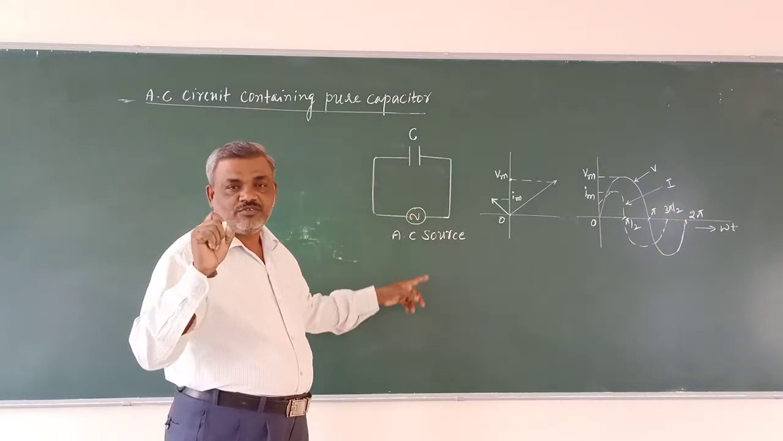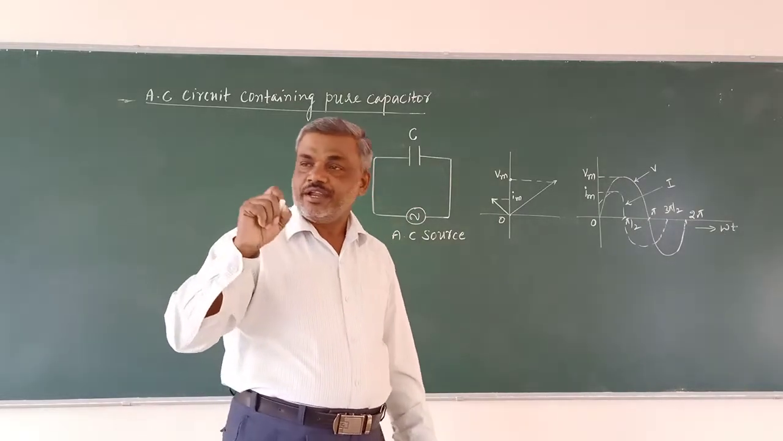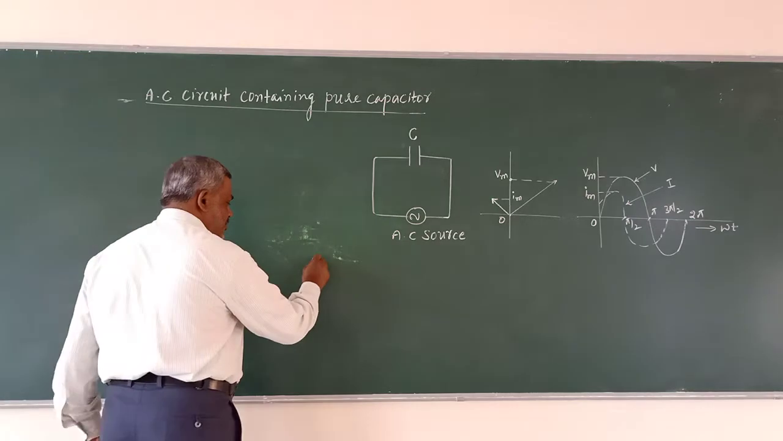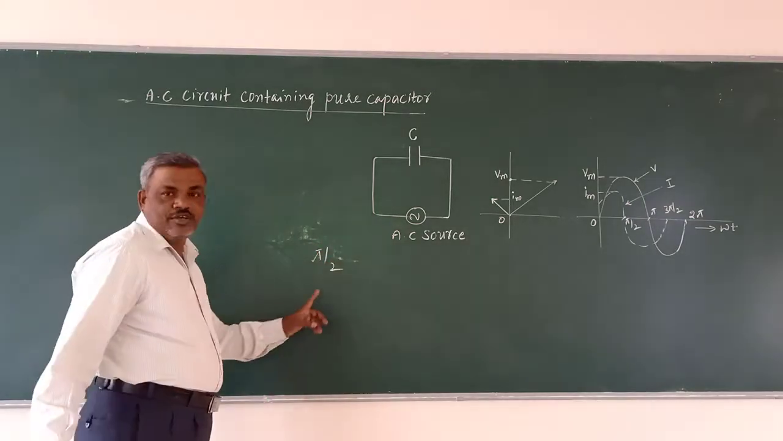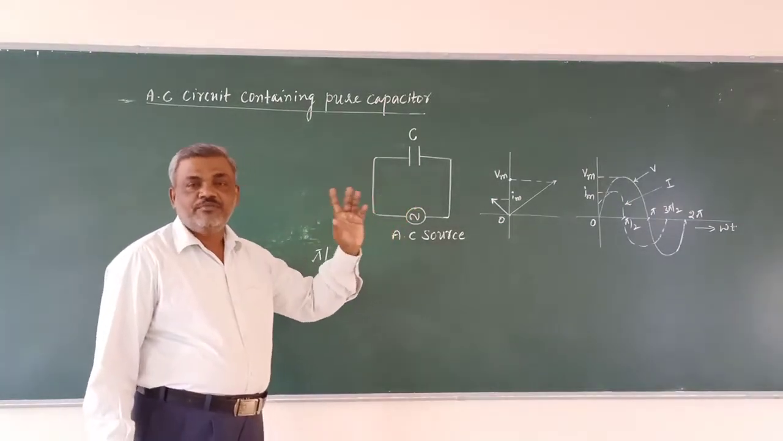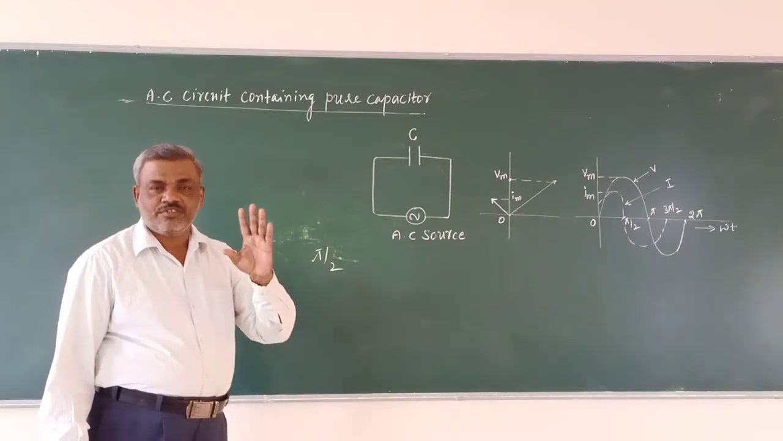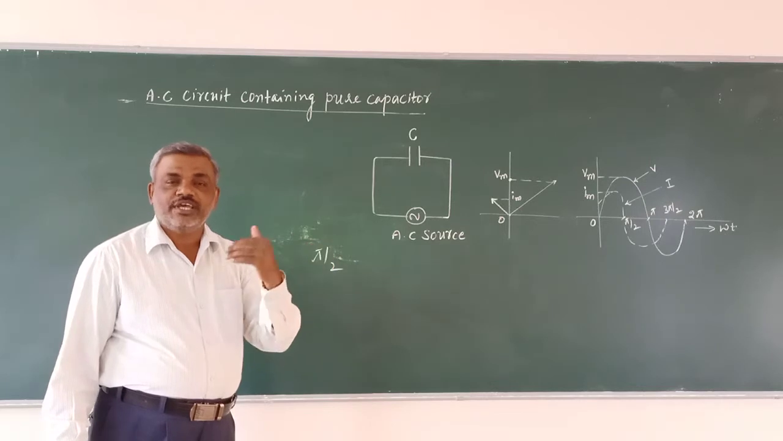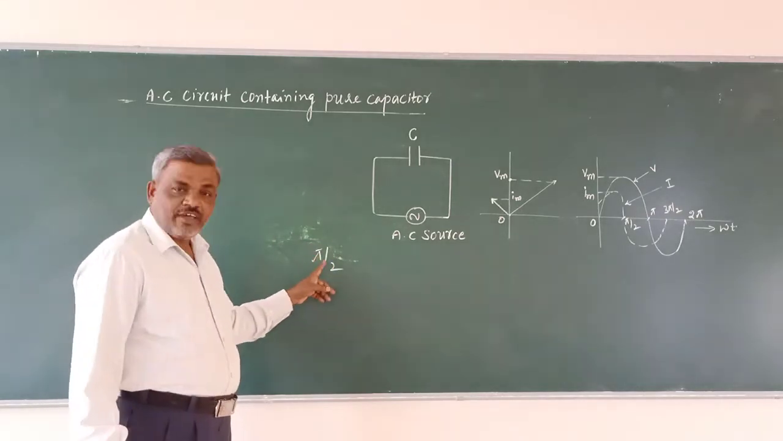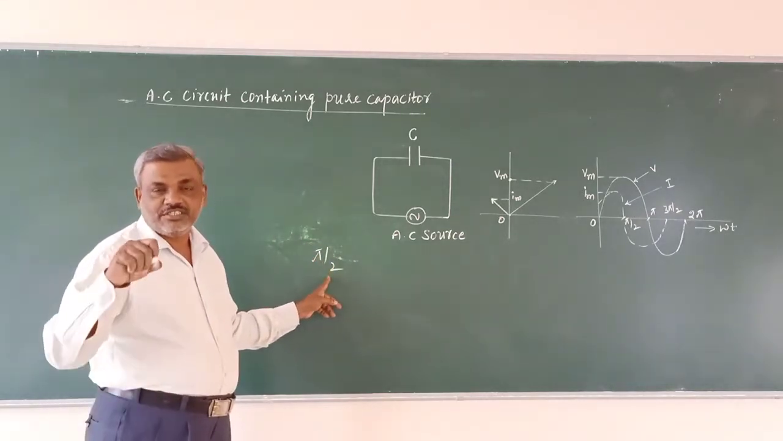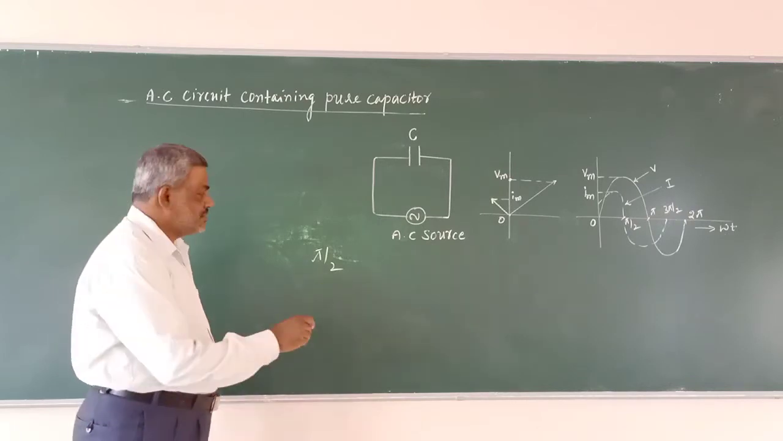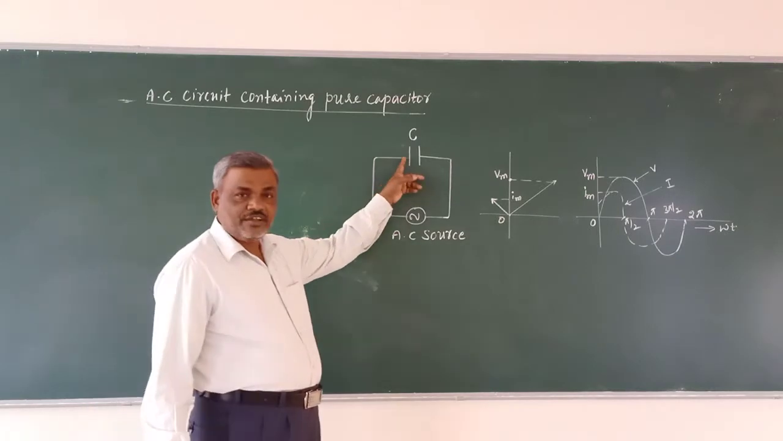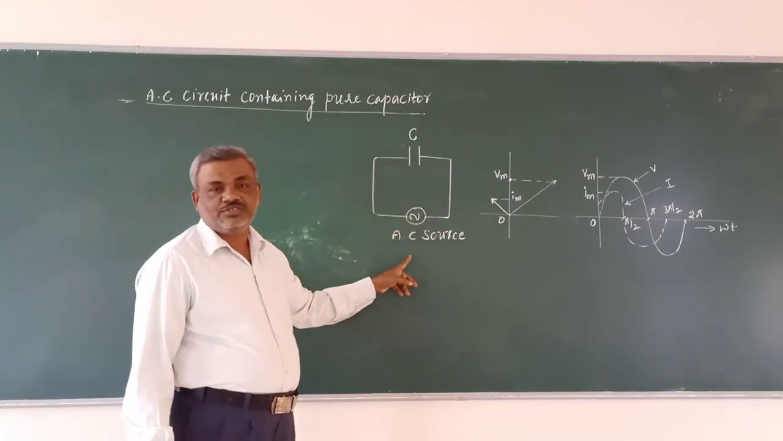Or one more type of this question: show that current leads the voltage by an angle pi by 2 in an AC circuit containing a pure capacitor. So this is a 3-mark question. Derive an expression to show that current leads the voltage by an angle pi by 2 or 90 degrees in the AC circuit containing a pure capacitor. So now a pure capacitor C is connected in series with an AC source.